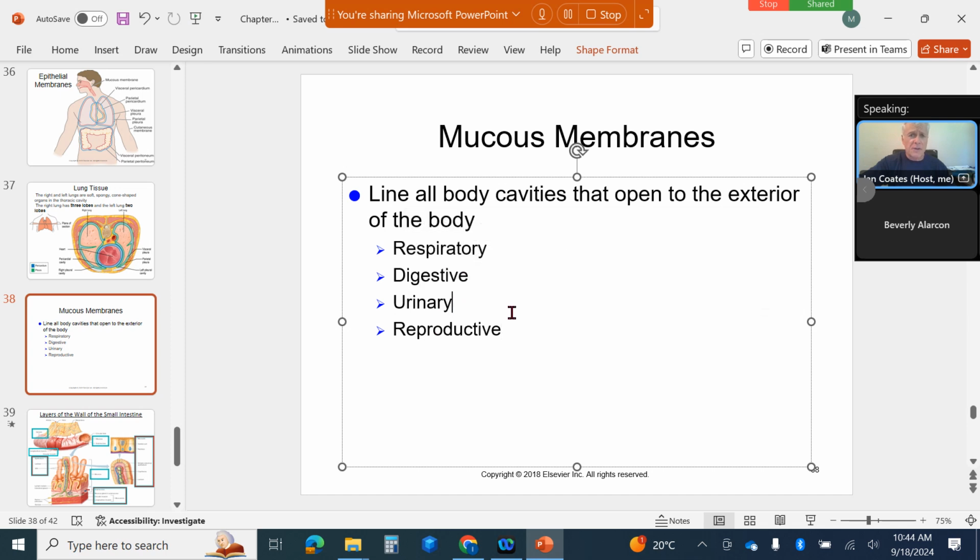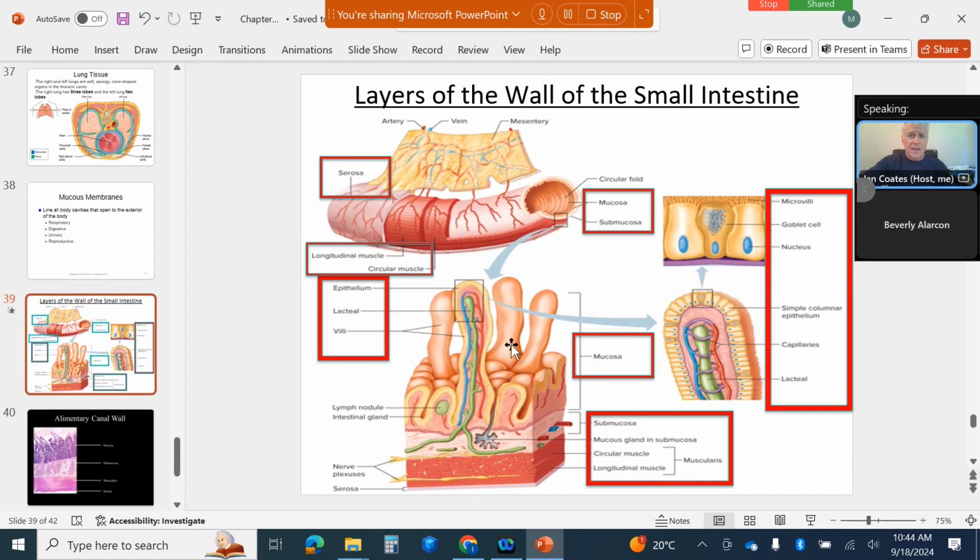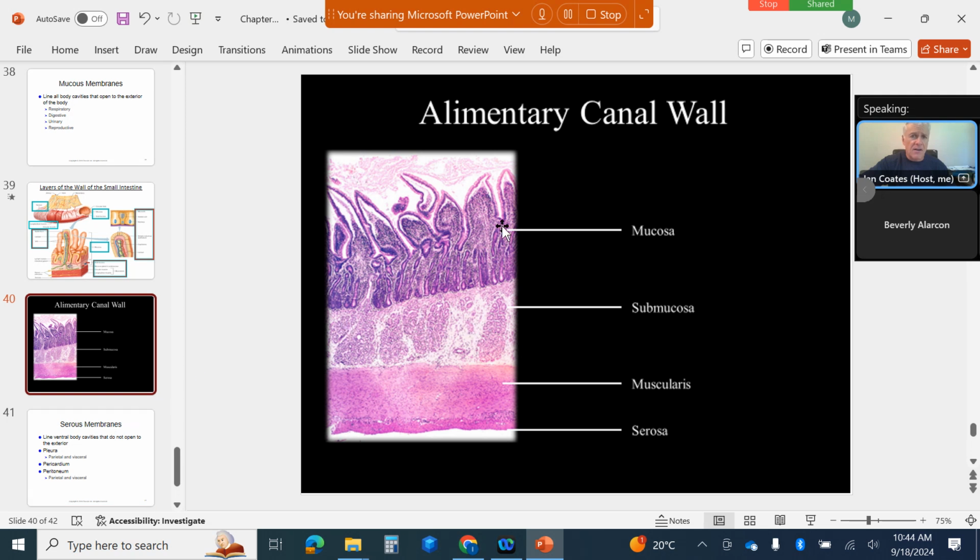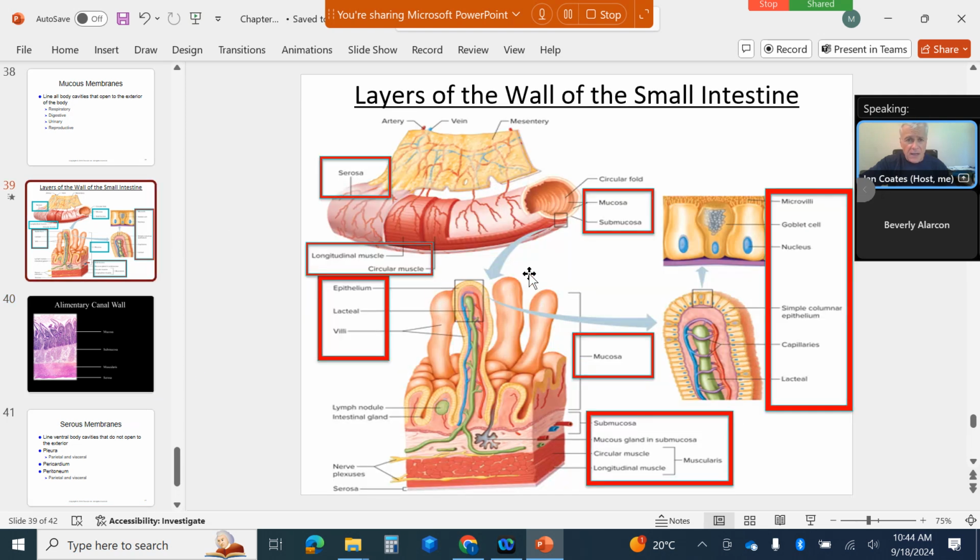Digestive tract, respiratory tract, they're all there. You'll see the layers of the wall of the small intestine, just working your way out. We'll start off with this slide here. There is your lumen. So let's go from the lumen inside. You have those cells on the inside and moving your way out.